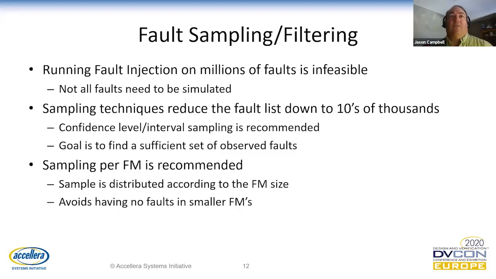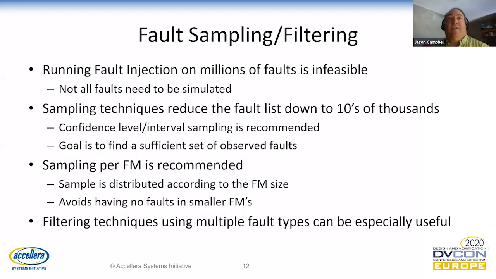So I recommend sampling per failure mode versus across the entire design. Both are allowed by the standards. The reason I prefer sampling per failure mode is because it distributes the faults according to the failure mode size. And by size, I mean gate count or area of the failure mode. And then this also avoids having no faults in smaller failure modes. So we want to at least say, we've got at least one fault in every failure mode that we're going to run fault injection on.